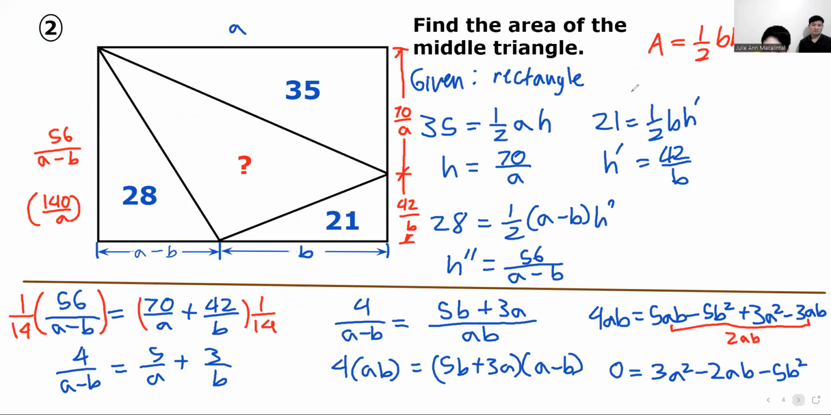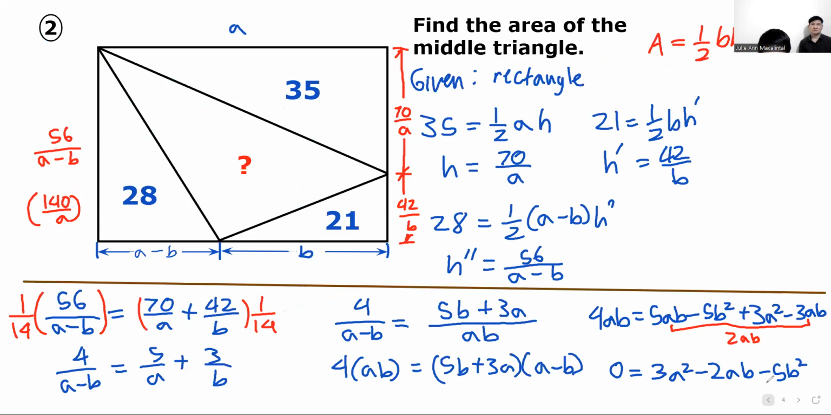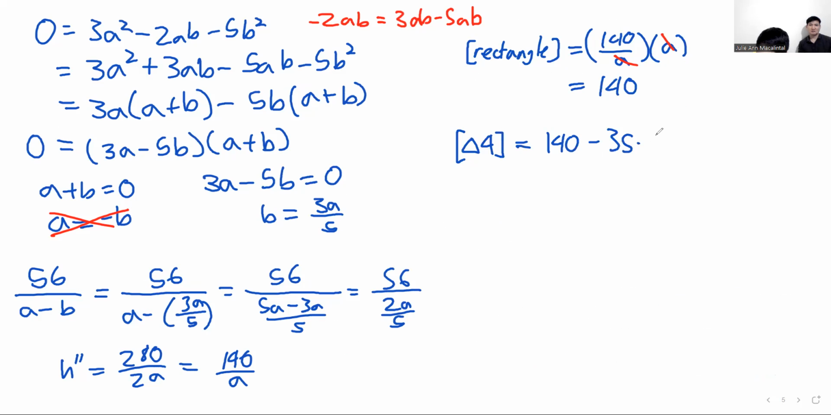So the inner triangle, what do we call it? Let's say we call it triangle 4 because all the others are 1 to 3. So this is 140, the whole rectangle, minus each of these areas, which is 35 minus 21 minus 8. So this is 56. So this is our answer. The area of the fourth triangle is 56 square units. I will show another method.